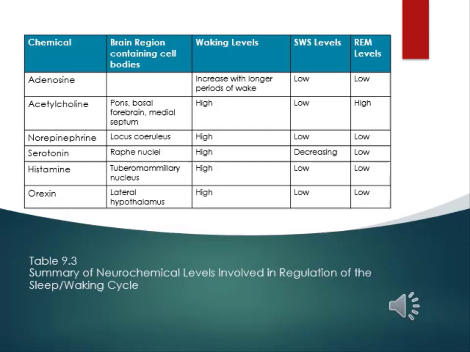When you get a chance, I'd like you to closely examine Table 9.3 from your textbook, which summarizes each of the 5 or 6 chemicals, so the 5 neurotransmitters and then adenosine, the neuromodulator, that all affect our level of sleepiness or sleepfulness and wakefulness, and make a note of where they are in the brain and whether their levels are high or low in different stages of sleep.